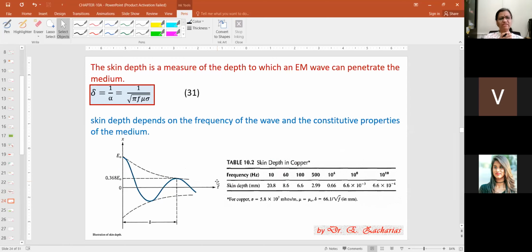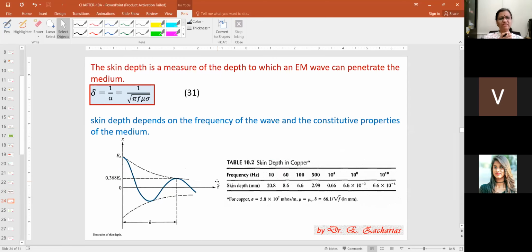Now we are going to define something called skin resistance. Please guys, again, I want to caution you, skin resistance or surface resistance is not the same as AC resistance. Skin resistance is defined as the real part of intrinsic impedance. The other day when I talked about intrinsic impedance, I said the unit is ohm. Impedance is a resistance.